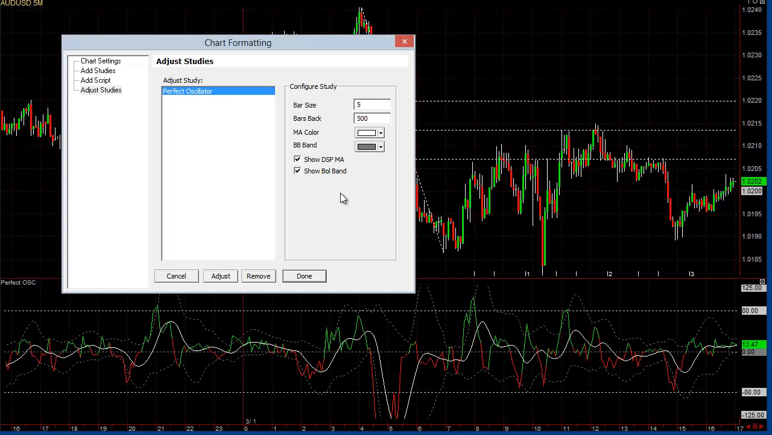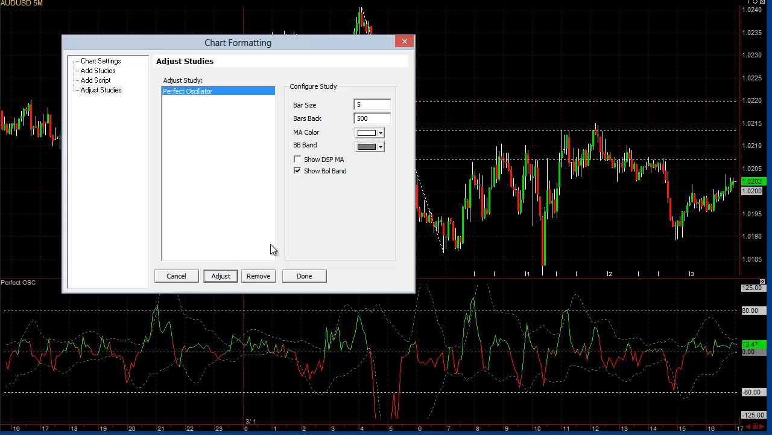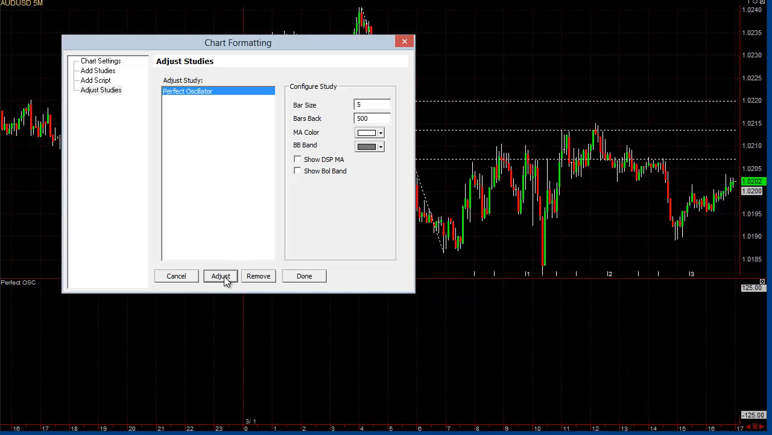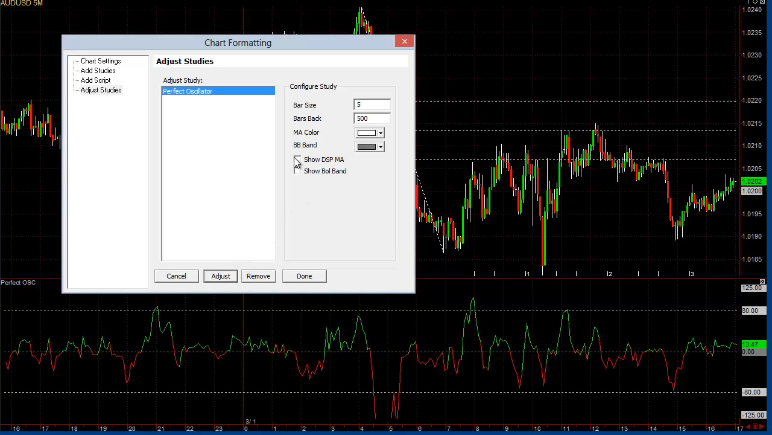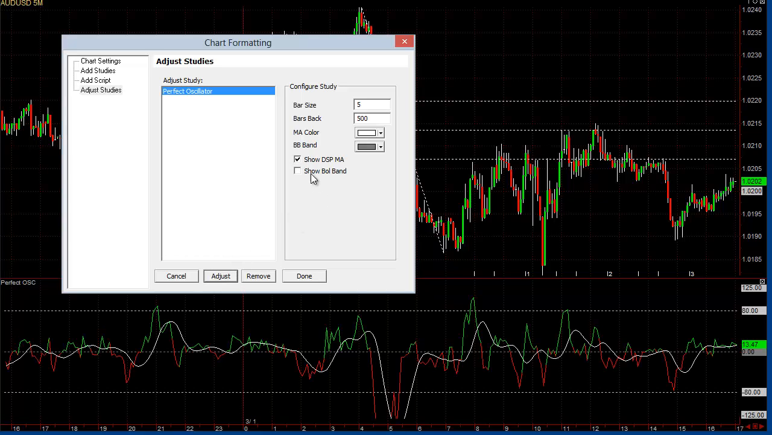If you don't want to show the moving average in the middle, you don't have to. Uncheck this, and the moving average is gone. If you don't want to see the Bollinger Bands on my oscillator, you can get rid of those too. Or if you just want to show the moving average and not the Bollinger Bands, you can do that.